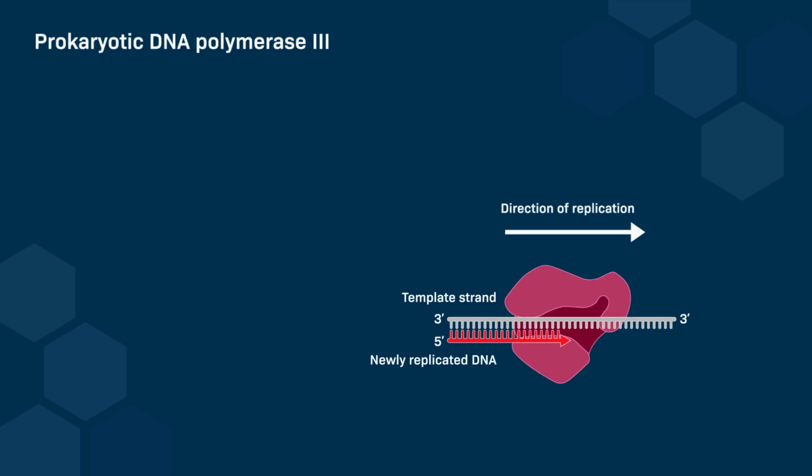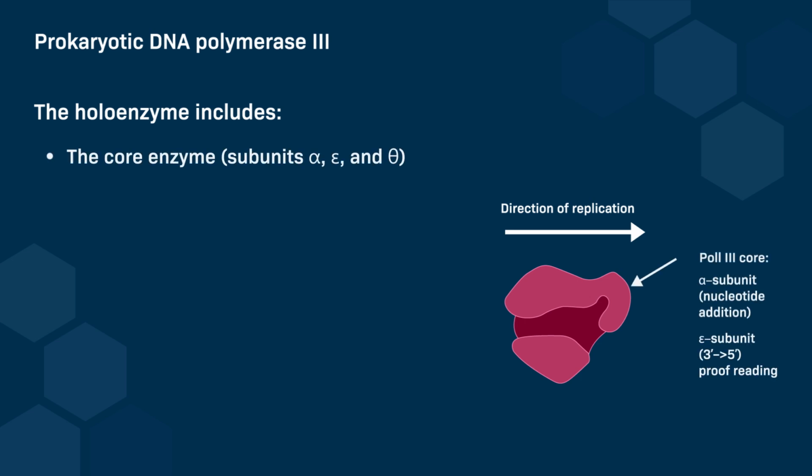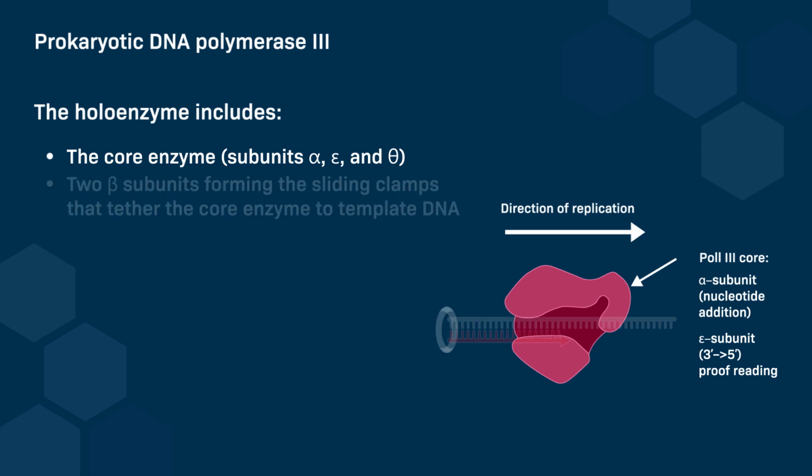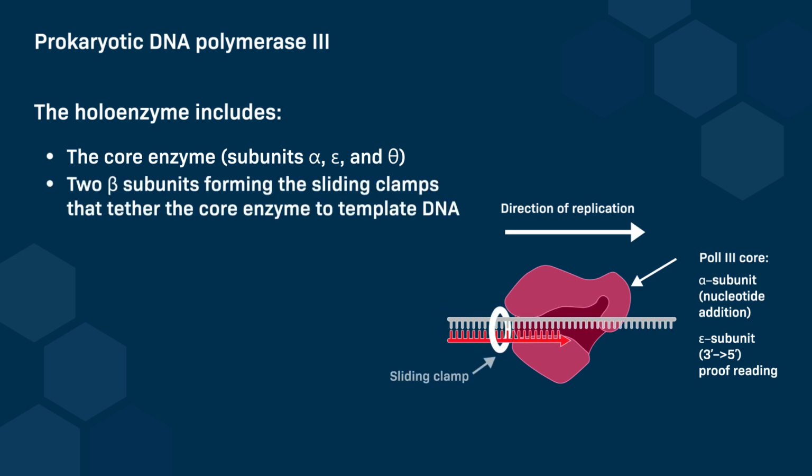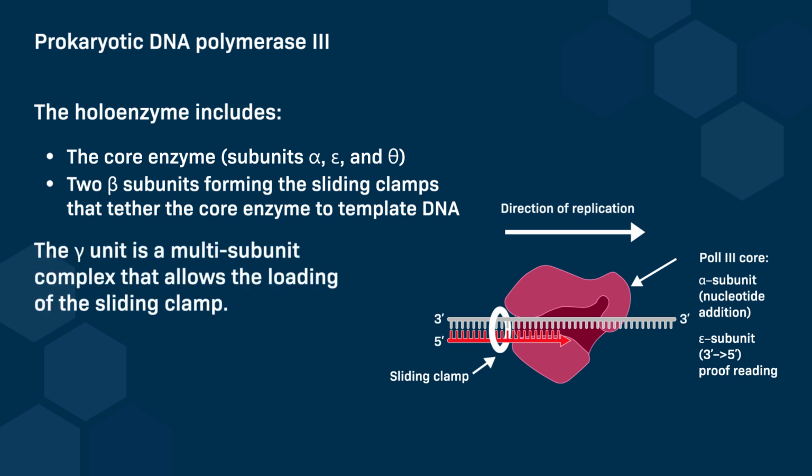Let's look at the prokaryotic DNA polymerase III holoenzyme. The holoenzyme includes the core enzymes alpha, epsilon, and theta. The holoenzyme also includes two beta subunits, which form a sliding clamp that wraps around the DNA strand. This beta sliding clamp interacts with the core enzyme and tethers it to the DNA template. On its own, the core enzyme's binding to DNA would be unstable. The addition of four other subunits, including the gamma subunits, forms the DNA polymerase holoenzyme, enhancing stability and functionality.